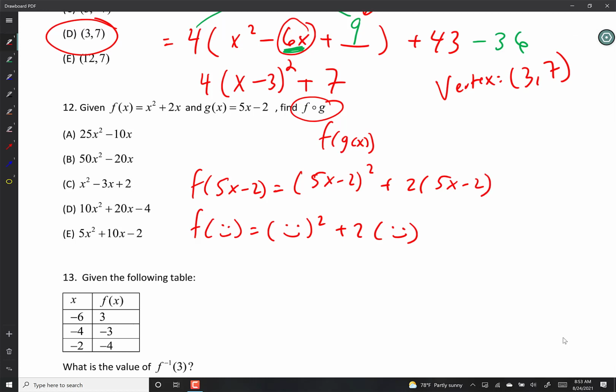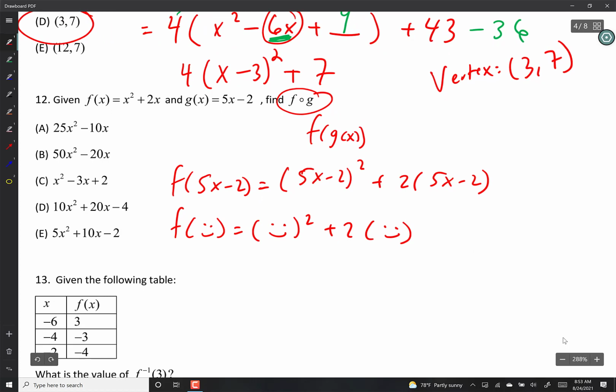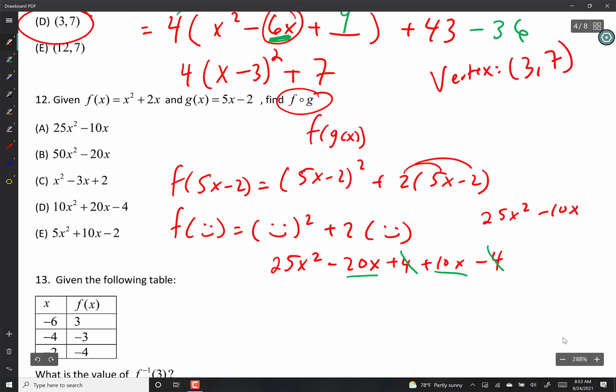Cool? And then from there you just, let's see, can we do that really quick? 5x times 5x, 25x squared. 5x times negative 2, that's negative 10x, but you're going to have how many of those? So minus 20x. Negative 2 times negative 2, positive 4, and then plus 10x minus 4. The 4's cancel out, or zero out, I should say. And then those combine, and you'll get 25x squared minus 10x.